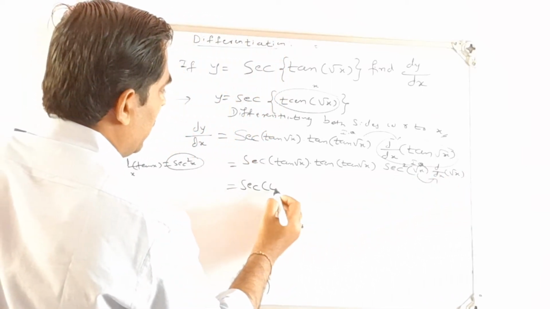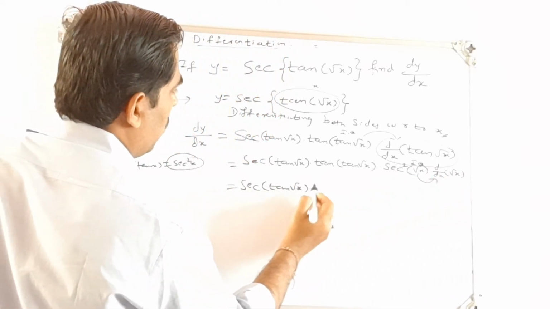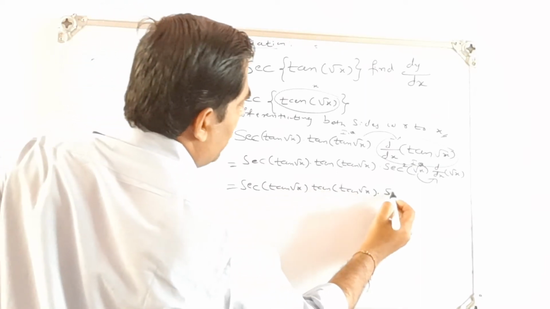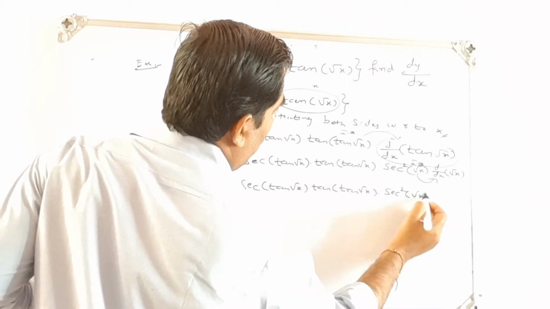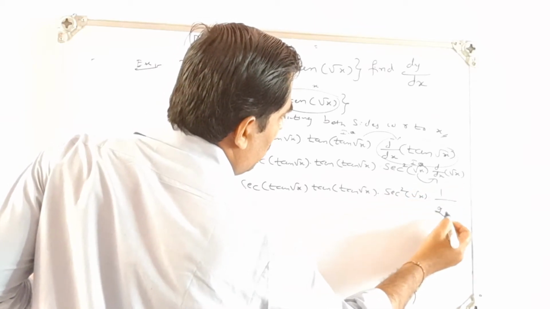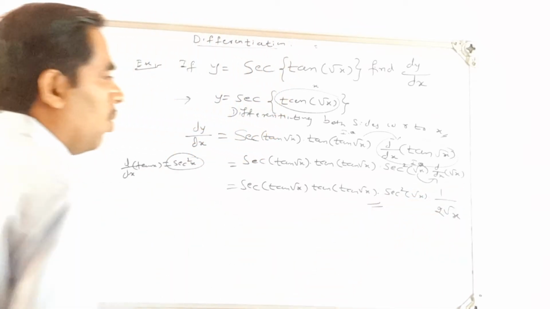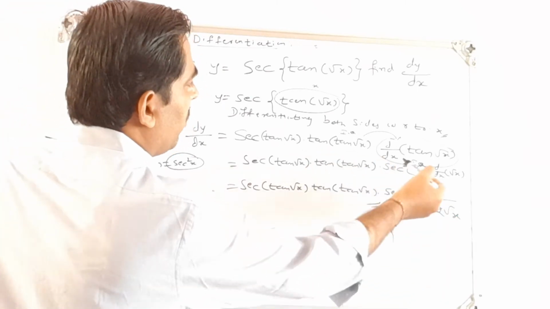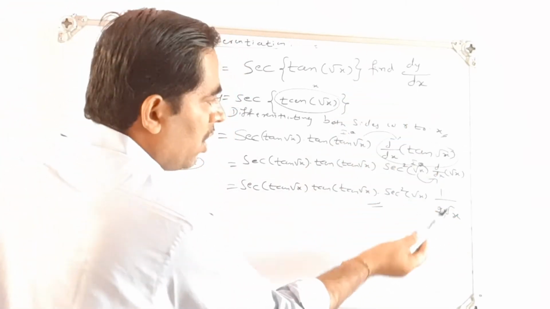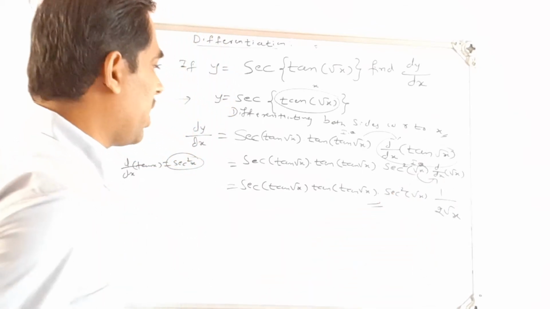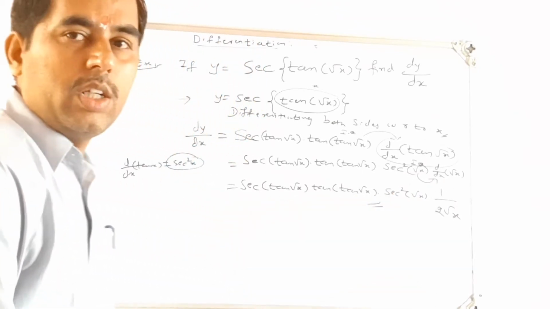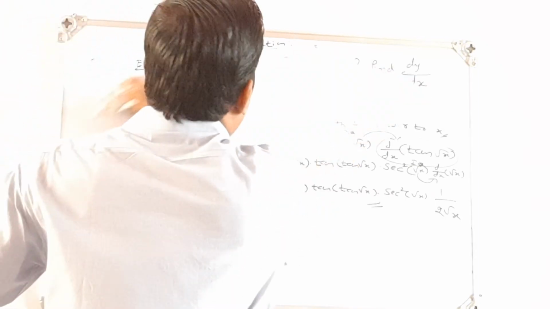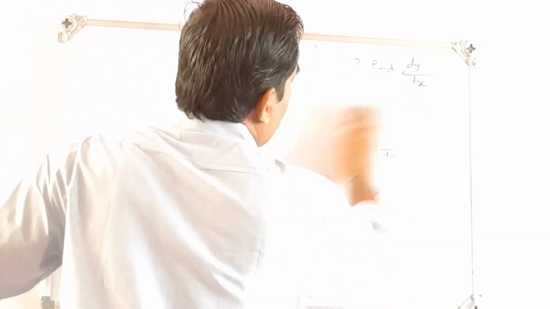Then I can write secant of tan root x, tan of tan root x, into secant square of root x, into the derivative of root x, which is 1 by 2 root x. So the process ends here. I applied the chain rule in the first step and in the second step. I have written all the other terms the same. In this way we can use the chain rule here. Okay, so let us consider some more examples.